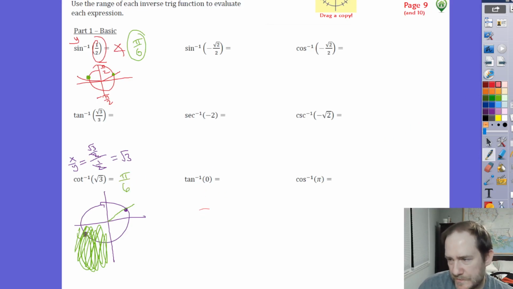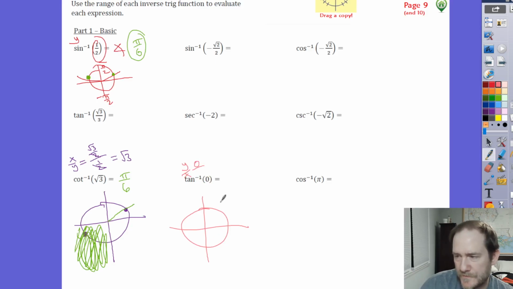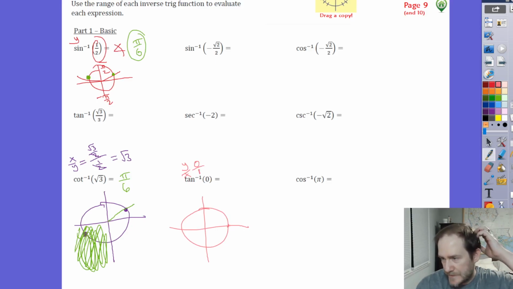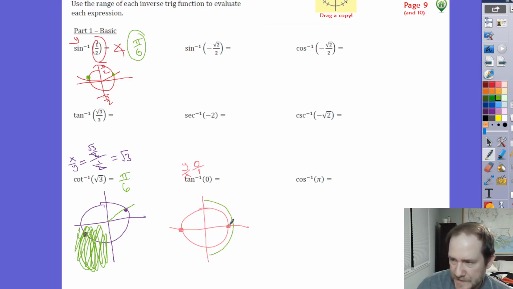Tangent of 0 you would do similarly. Tangent is y over x, which means it'll only equal 0 when y is 0. And of course on the unit circle, when y is 0, x is 1. So that's this position or this position. But again, tangent doesn't go from 0 to pi, it goes from negative 90 to 90. So only that angle is considered correct. So give me 0, not pi, just 0 only.